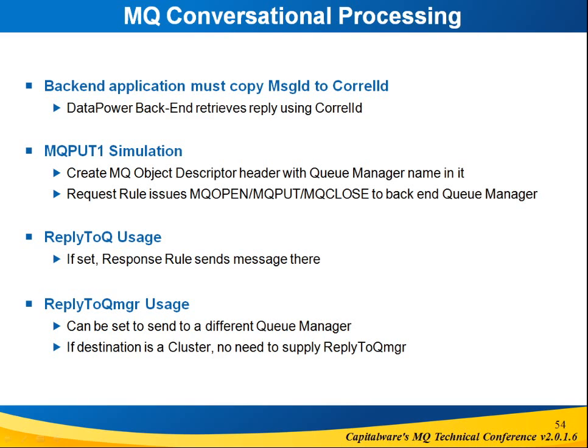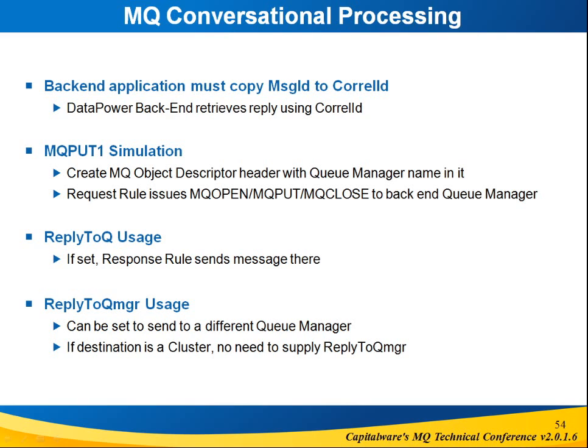Another thing that's worth mentioning is that you can simulate MQ-Put1 with DataPower by setting the MQ object descriptor header with the queue manager name in it. Unfortunately, DataPower does not have any concept of issuing a true MQ-Put1. So what it's doing is it's issuing an MQ open, MQ put, MQ close every time. This obviously is inefficient and is not the recommended way of doing it. So if possible, try not to use dynamic queue manager or queue names where you can help it.